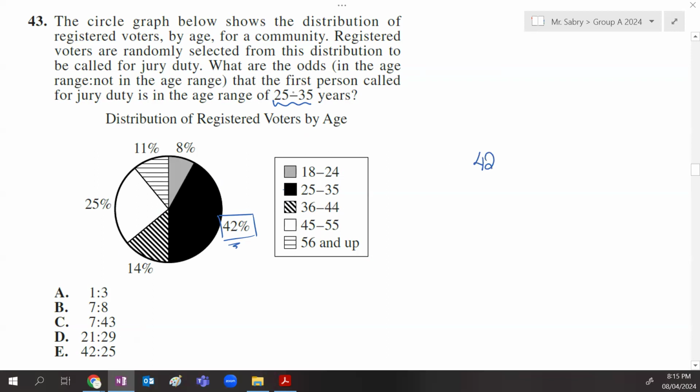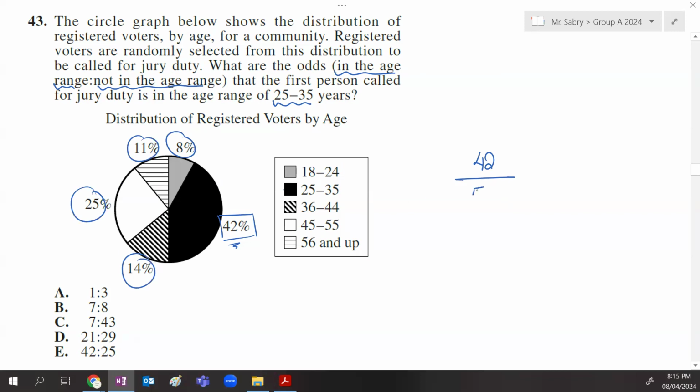But he also told me that those are the people in the age range. So I'm supposed to make it 2 over those not in the age range. How many are not in the age range? The rest of the 100, all the rest, which is 8 plus 11 plus 25 plus 14.